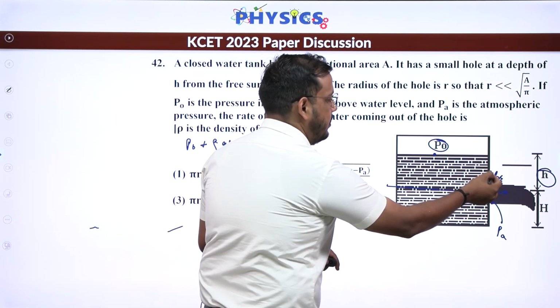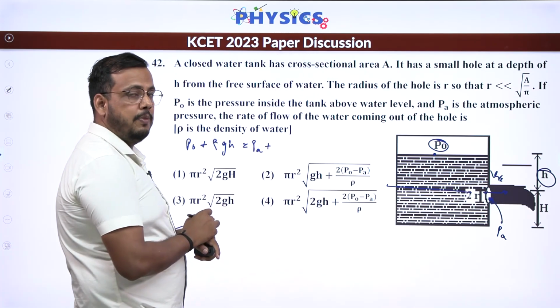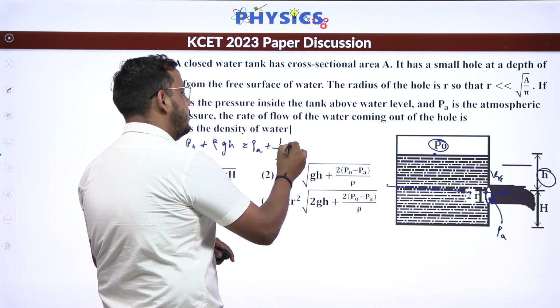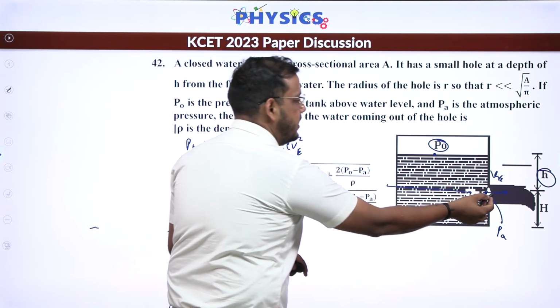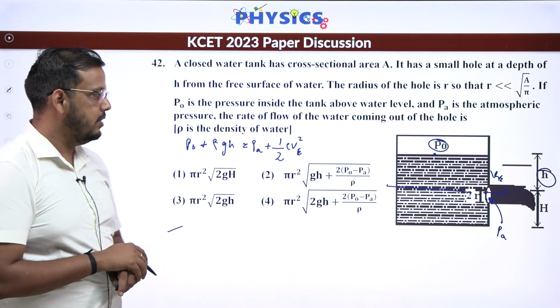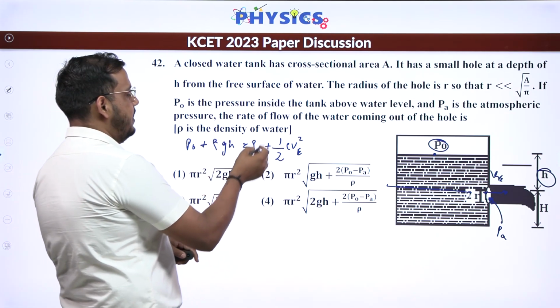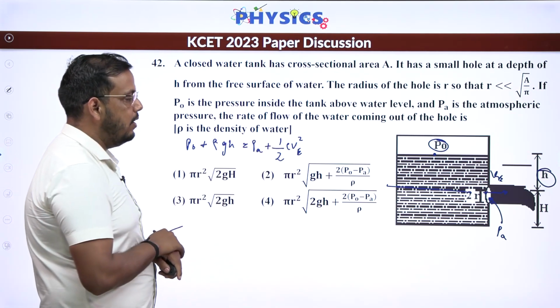The velocity is what? VE. So the kinetic energy per unit volume will be half rho VE square plus, since this point is at the reference, no potential energy. Okay. Now if we solve this equation, we will get the velocity of efflux.